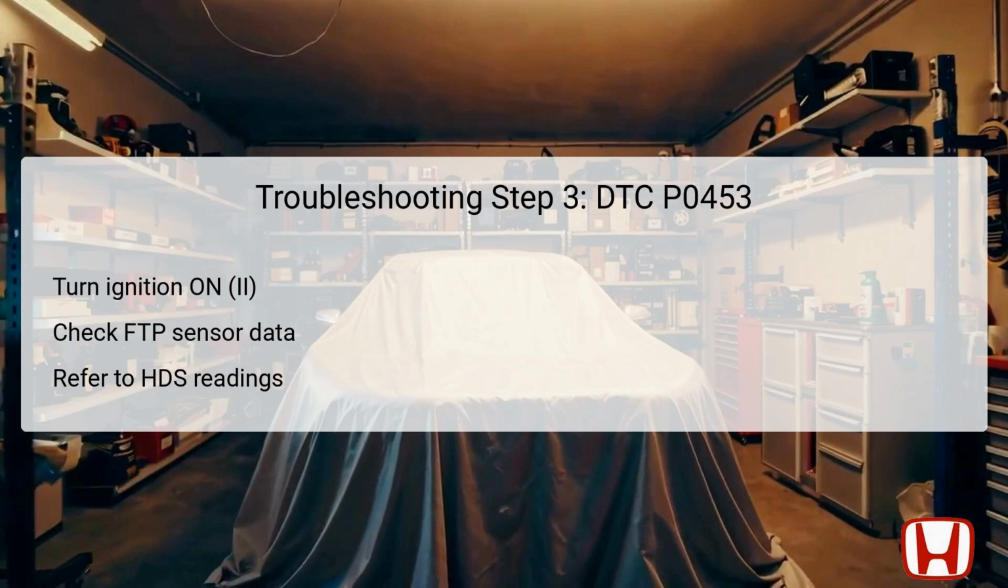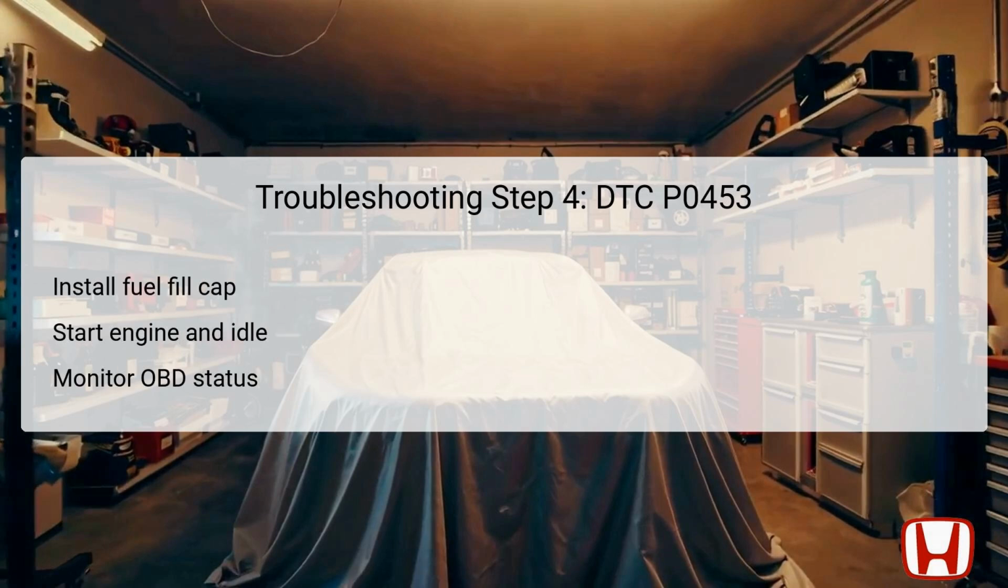If these readings are correct, it typically signifies that the FTP sensor is functioning adequately, moving you along the troubleshooting path. Conversely, if the readings are outside of these parameters, further investigation into wiring and connections is essential to determine the root cause of the high voltage condition indicated by DTC P0453.